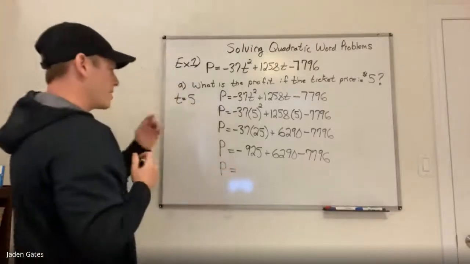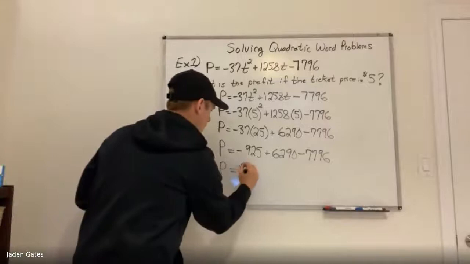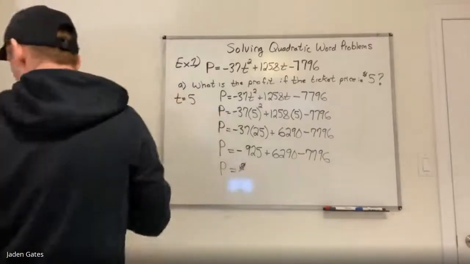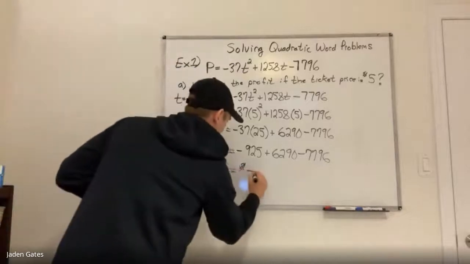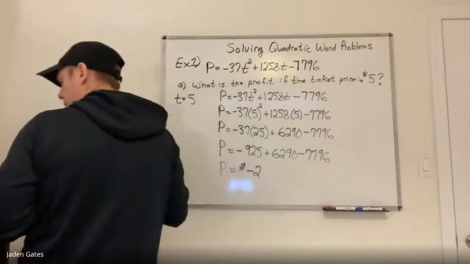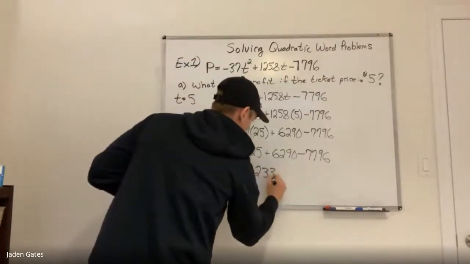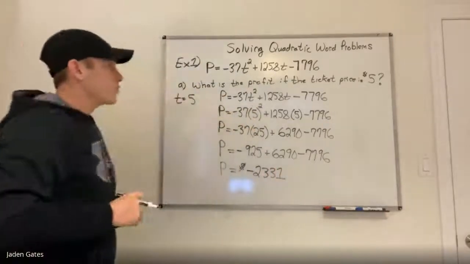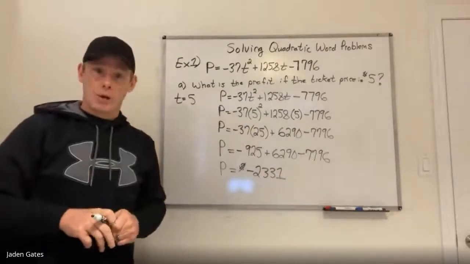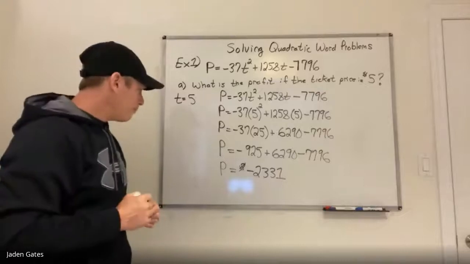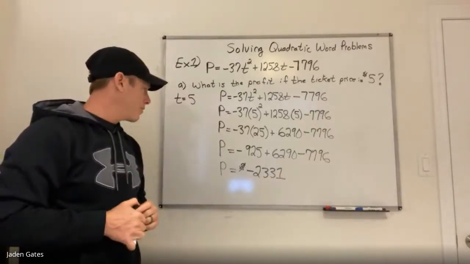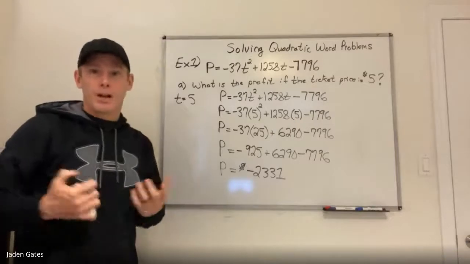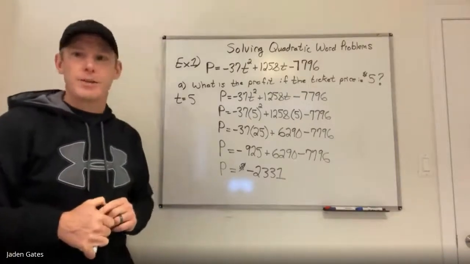I add all my numbers together and get the profit. Am I getting a profit? Let's see here. Go to my calculator. Not really. I'm getting minus $2,331. So with a ticket price of $5, we're actually going to lose money if we throw this event. In fact, we'll lose $2,331 if we charge only $5 for this event.